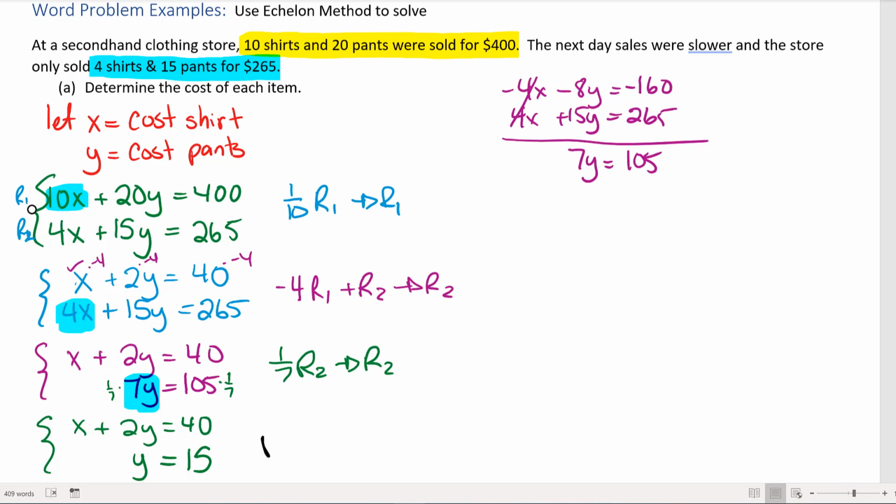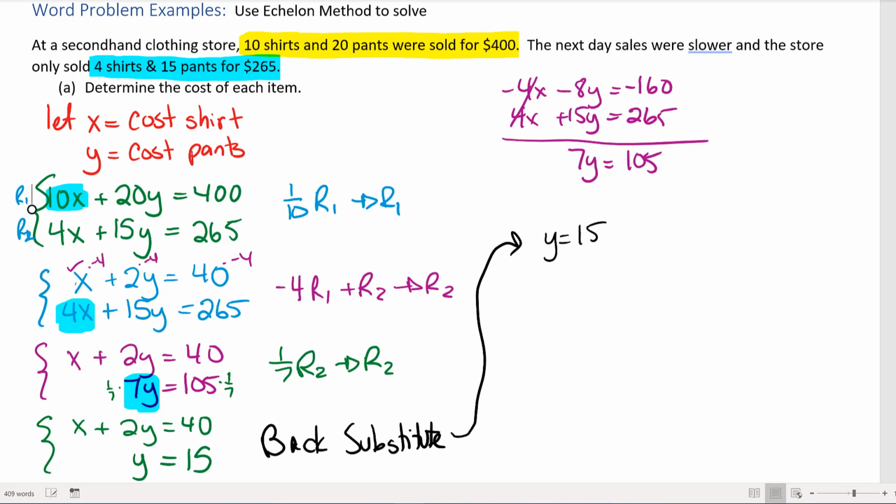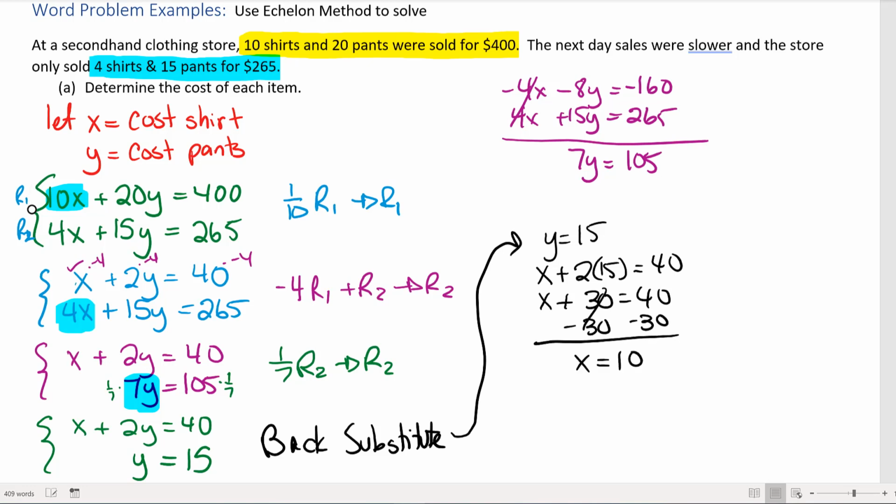At this point, I can now back substitute to find x and y. So I know y is equal to 15 because the second equation says so. To get x, I have to take x plus 2 times y equals 40, but I know y is now 15. So now I can simply solve for x and get x is equal to 10.